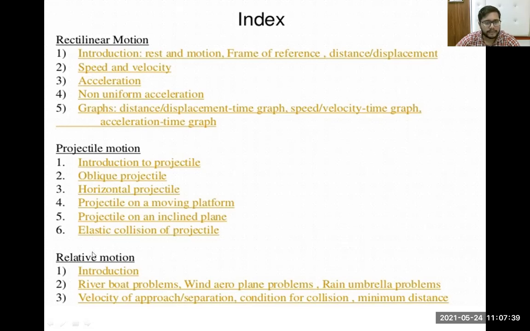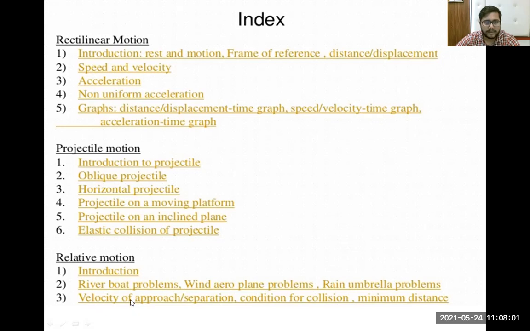And after this, the last topic in this kinematics portion, we will discuss relative motion. So in relative motion, there are various types of problems associated with it, like the river boat problem, wind aeroplane problem, rain umbrella problem, etc.